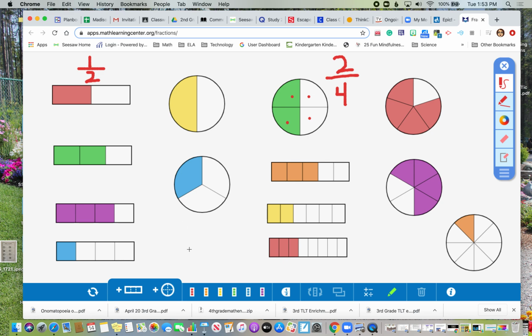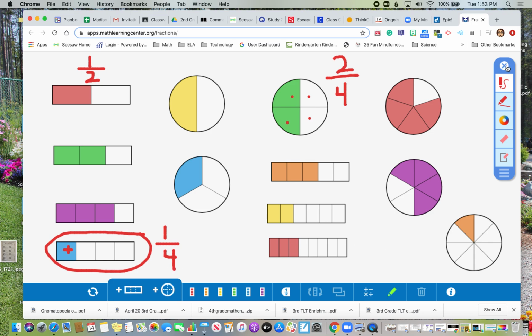All unit fractions have only one equal part of the total parts. So for example, down here, this rectangle has 4 equal parts, but only one of the parts is shaded blue. So this would be 1/4, and this would be considered a unit fraction.